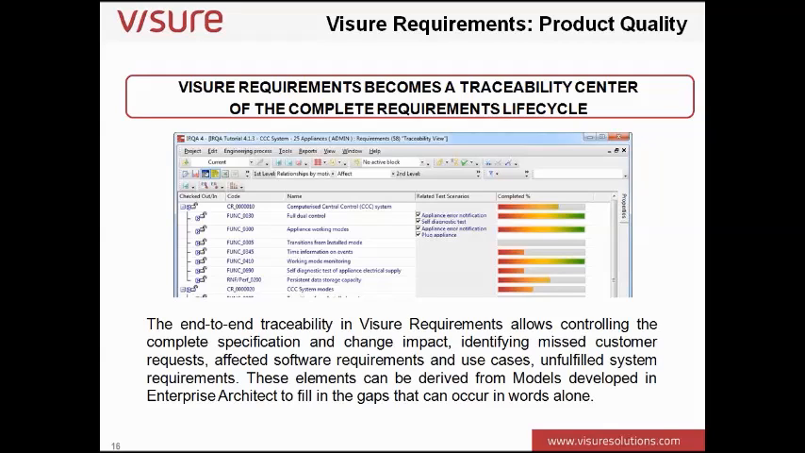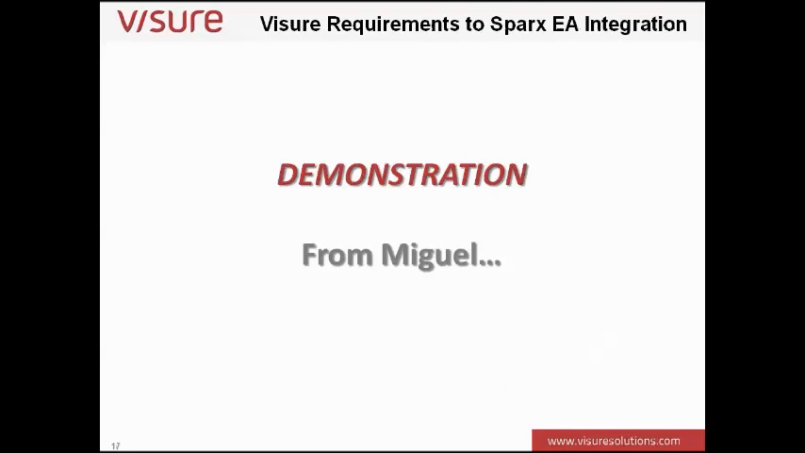So we end up with this end-to-end traceability in visual requirements, allowing the controlling of complete specification and change, the impact of change at any stage during the project, identifying any missed customer requests, any missed requirements, any missed interaction that could have been overlooked in the world of text alone, which obviously affects your software requirements and use cases, and any unfulfilled requirements. So these elements can be derived from the models developed in Enterprise Architect to fulfill the gaps, fulfill the elements that may be missed in the world of words alone.